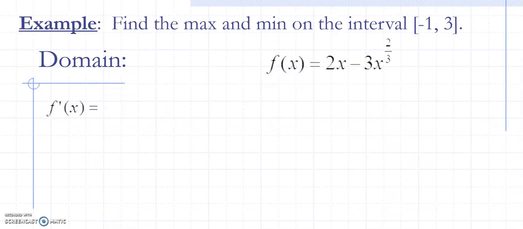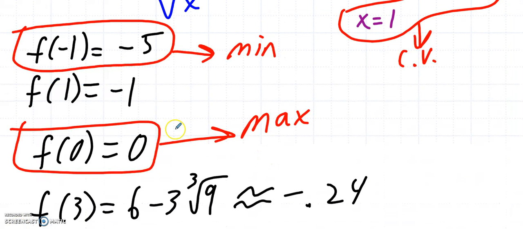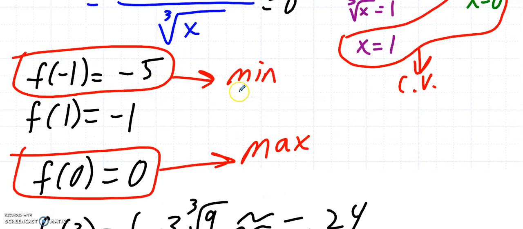I want you to try this one on your own. Find the maximum and minimum on the interval -1 to 3 of this function. Pause the video, unpause when you're ready to check. Hopefully you came up with the fact that f of 0 equals 0 is the maximum, and f of -1 equals -5 is the minimum point.